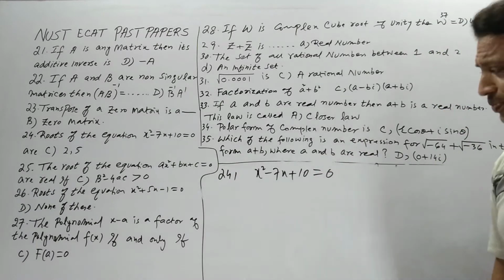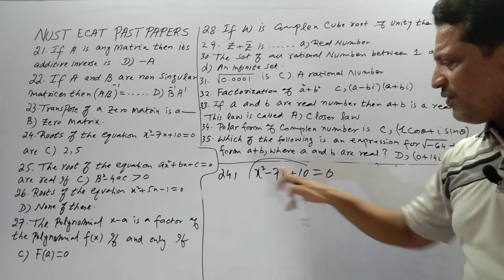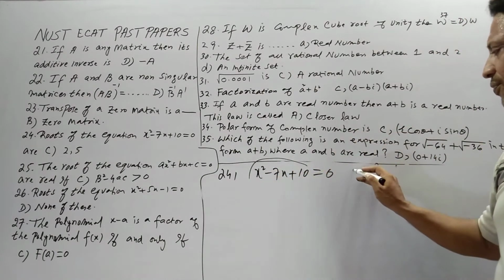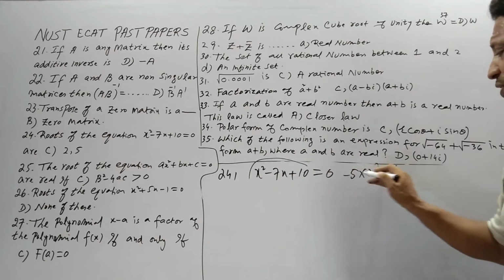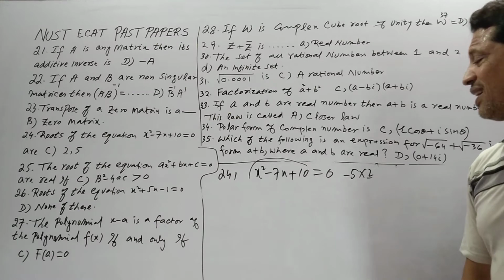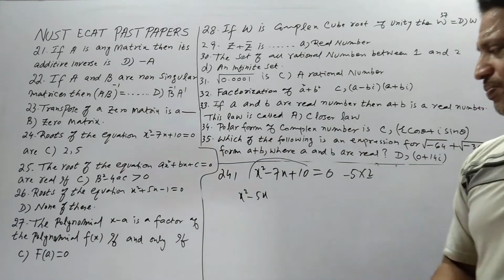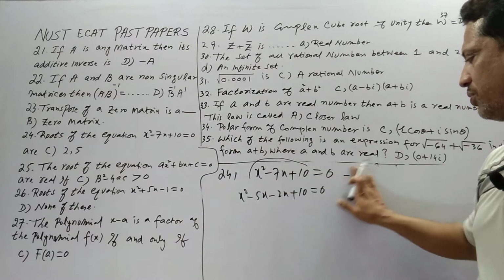Look at this. Multiply this number by 1. 10 ones are 10. Now how to get 7? We need 5 and 2, because 5 twos are 10 and minus 5 minus 2 is minus 7. So this is x squared, it becomes minus 5x minus 2x plus 10 is equal to 0.